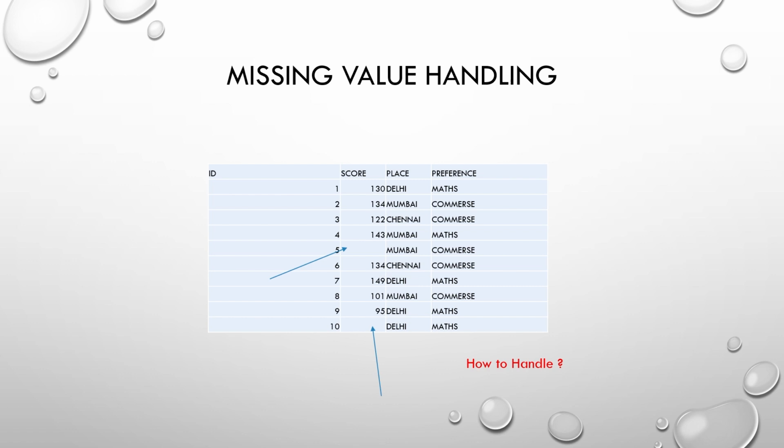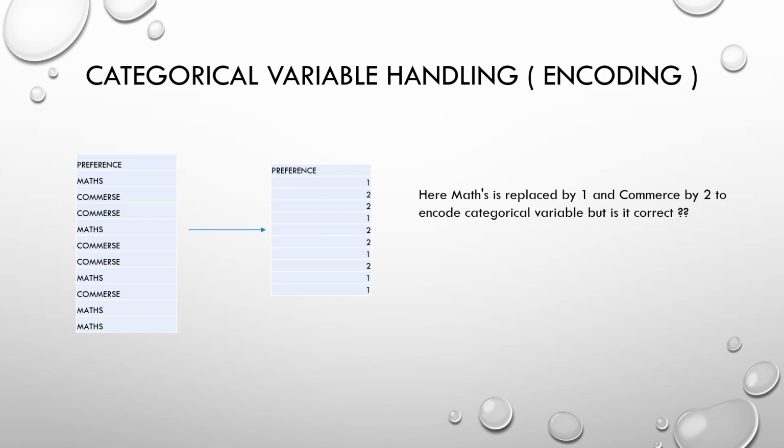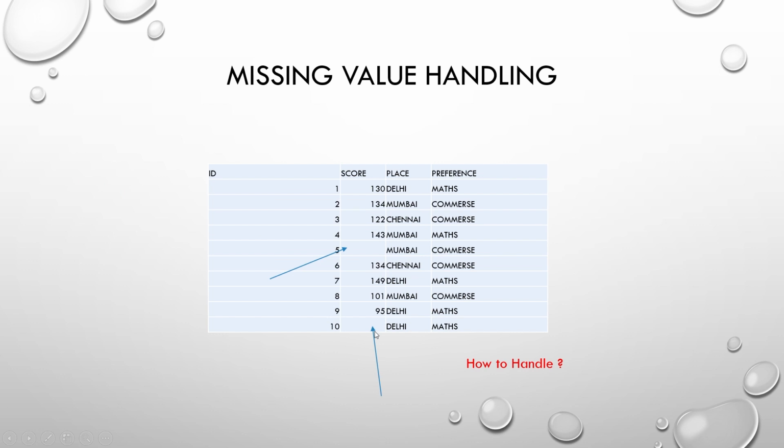I'm moving towards a different data pre-processing task: categorical variable handling. Guys, you all know that machine learning is all about data. The computer cannot understand any categorical, any character column. So while doing data processing, we convert that textual, character column into some mapping to a numerical column.